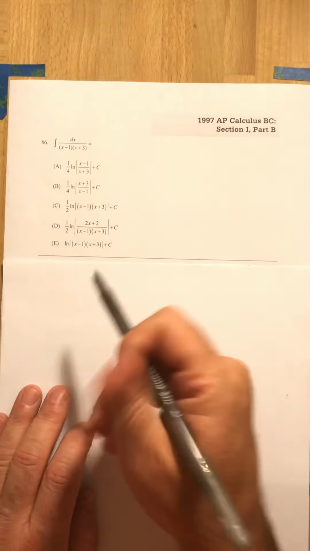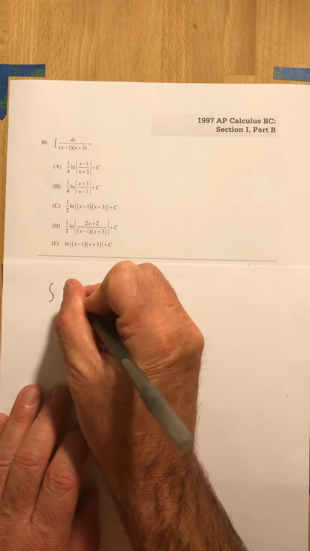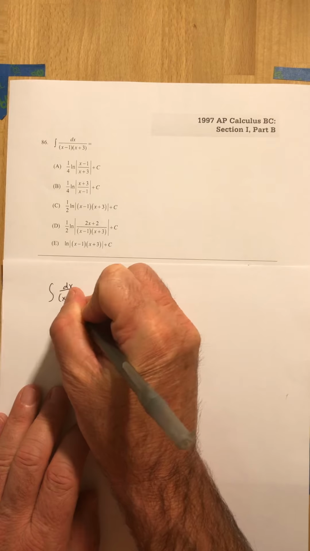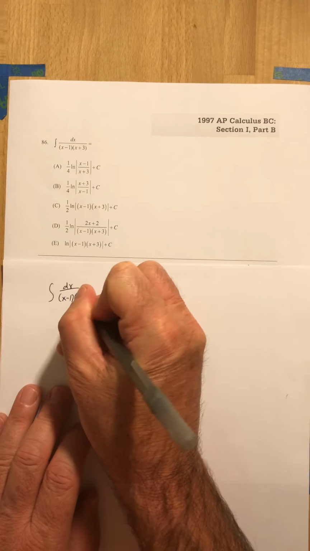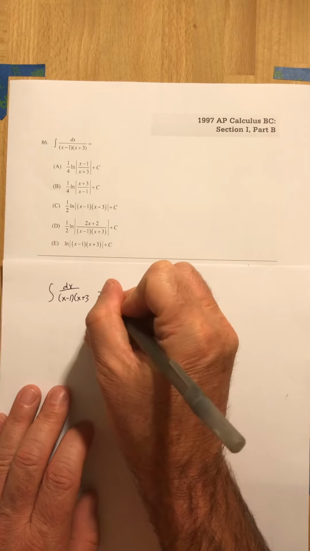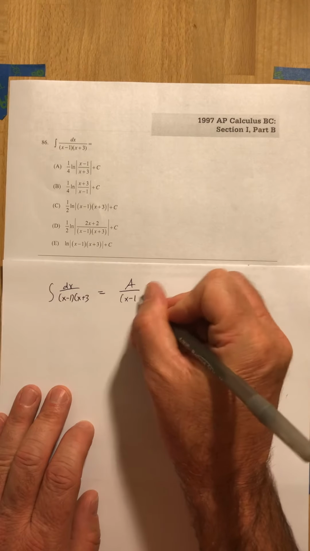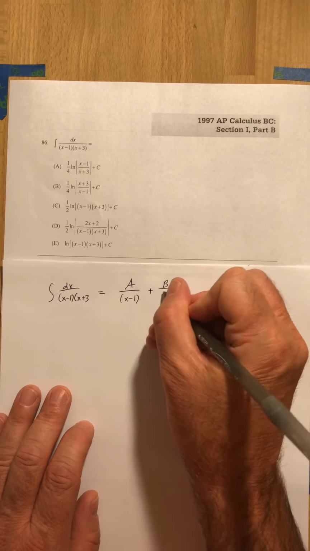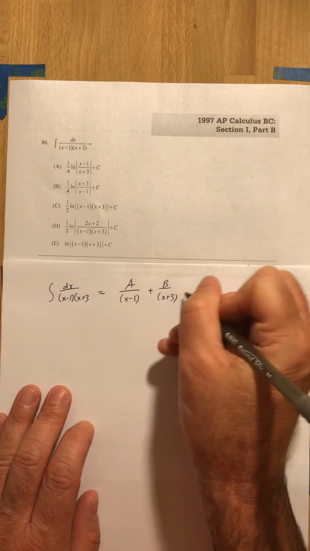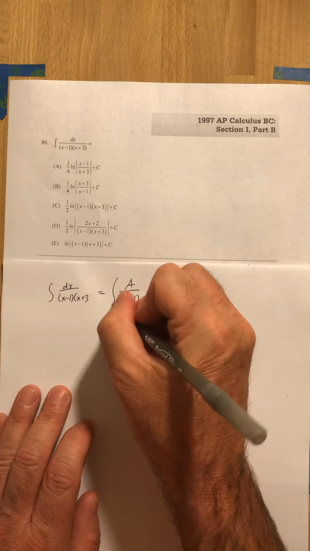All right, 86. Hopefully that jumps out at you as an integration by parts. I'm sorry, partial fractions problem. So I'm going to rewrite this as some constant A over x minus 1 plus some constant B over x plus 3 and figure out the integral of that.